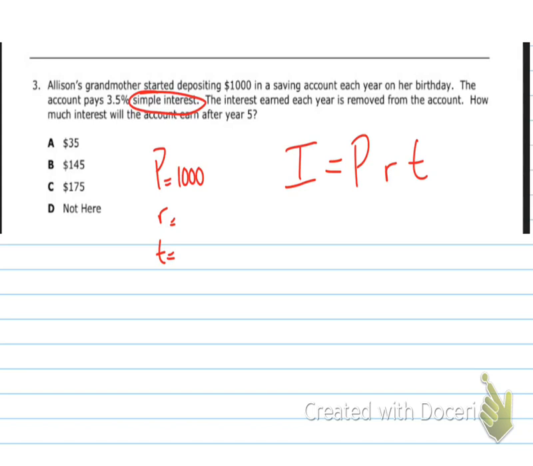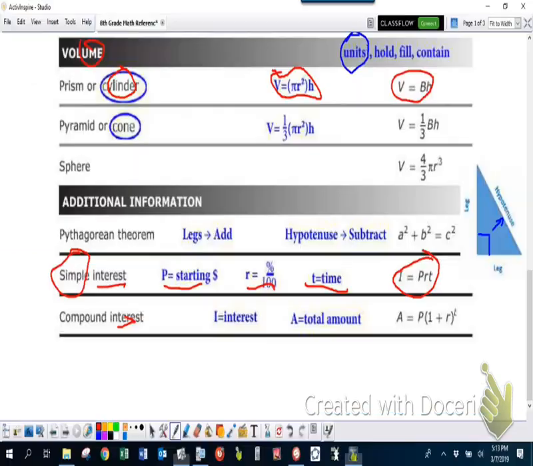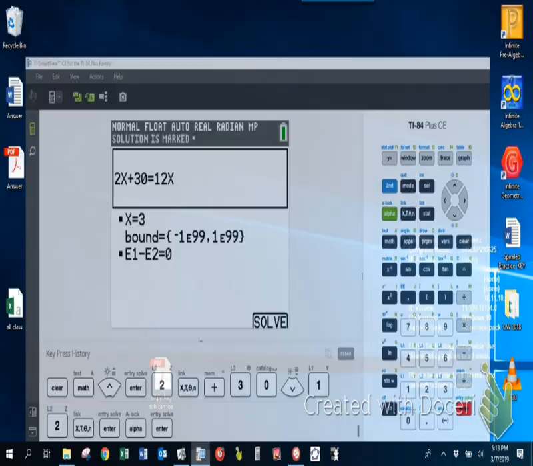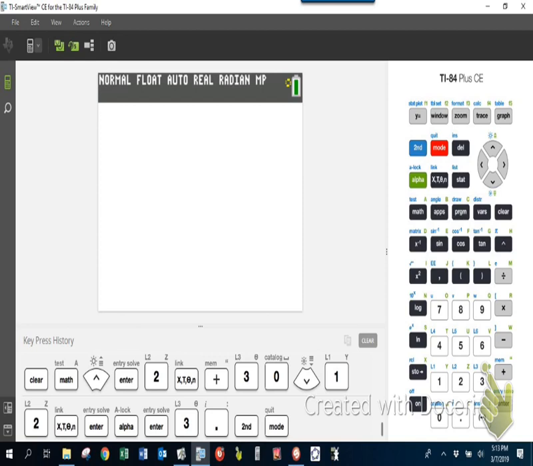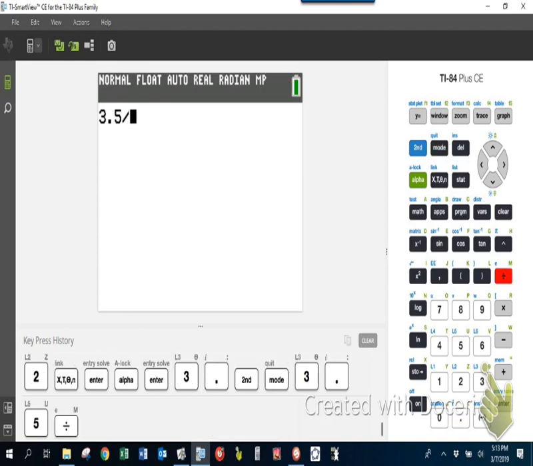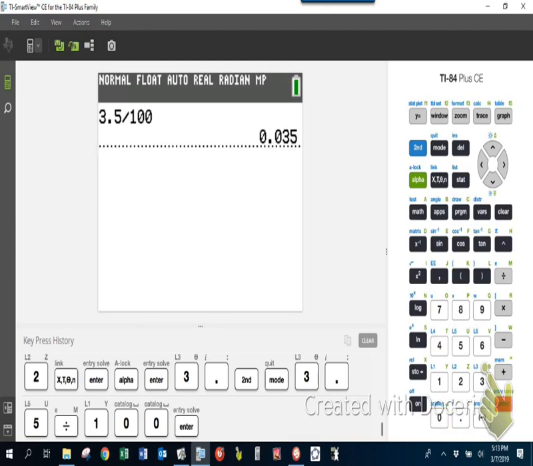So let's do the R. The rate is going to be the percent. It has to be done per cent because we cannot leave a percent as is. We need to change it to a decimal. So this becomes 0.035, and I want you to be careful with this. If you can't do that in your head, simply go type it in: 3.5 percent, divide it by 100, and that's where I get my 0.035.